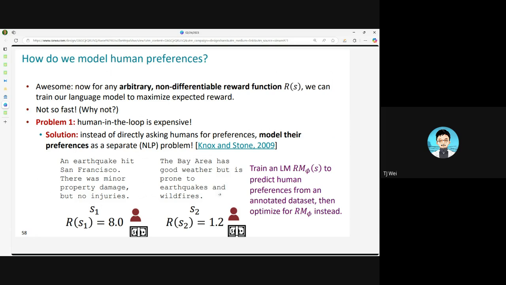So we have a data set to train a model called the reward model. This reward model is trained on a data set that has human preference. And it's going to be used to replace humans when we train the actual language model.